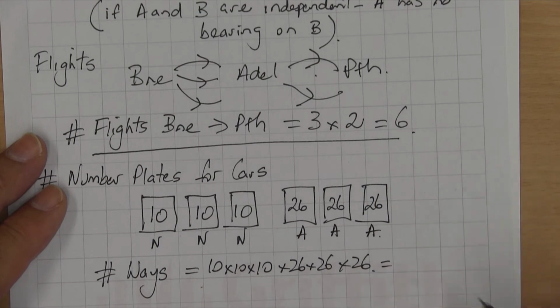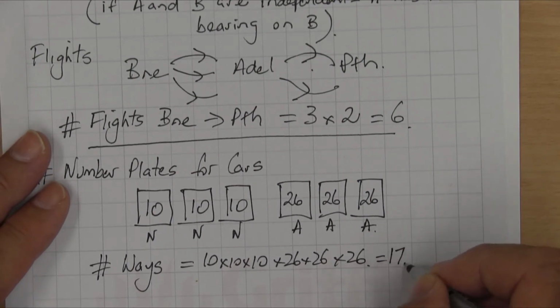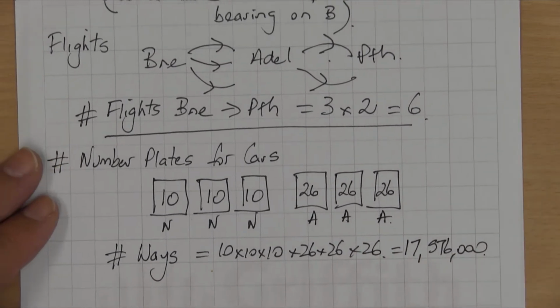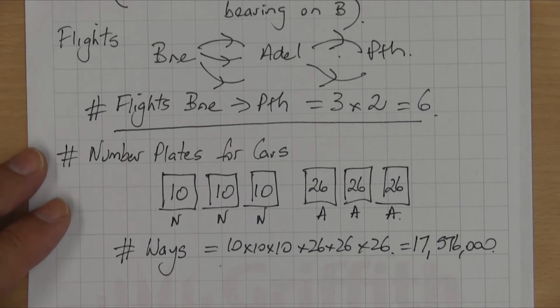And if you want to work that out, it would be 17,576,000. The total number of number plates that would be possible of that order.